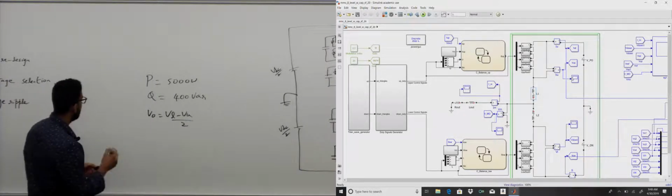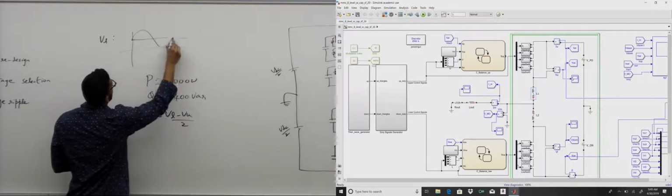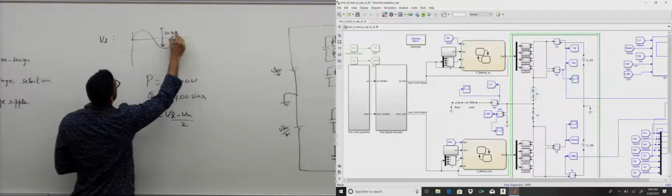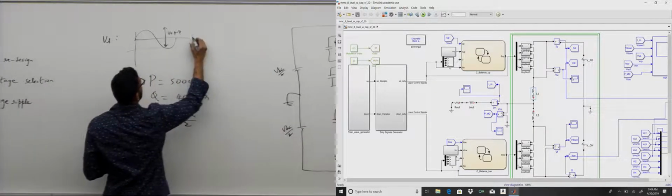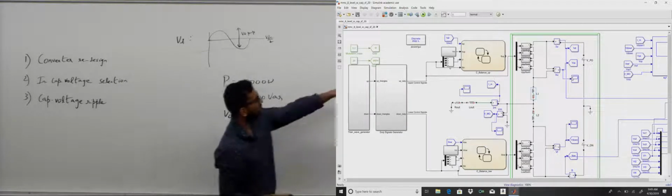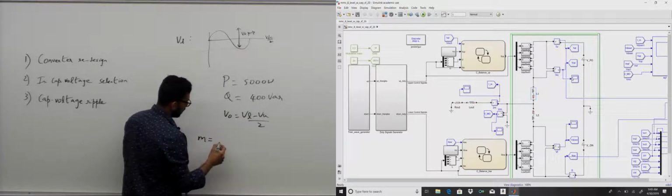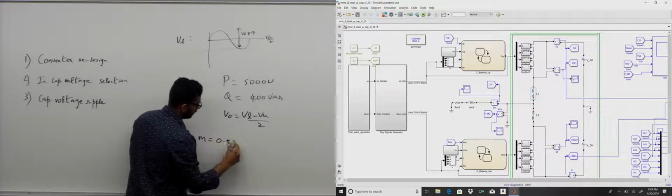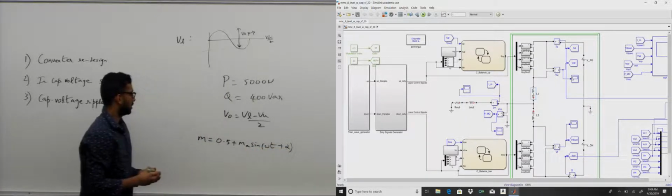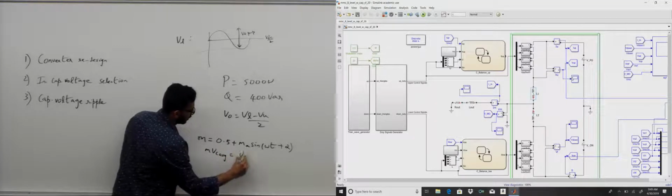And VL has a waveform that looks like this. It has a VDC by 2 average and an AC voltage. So the AC voltage is actually VO peak to peak. This is VDC by 2. So the modulating signal that we will feed to each of these submodules, let's call that M, will be some 0.5 plus MA sin(omega t plus alpha). So M times VC average is the submodule output voltage.